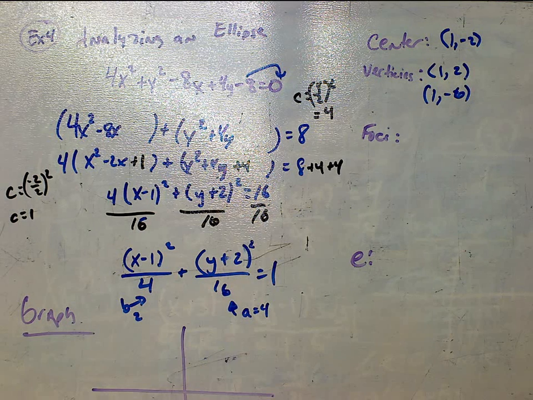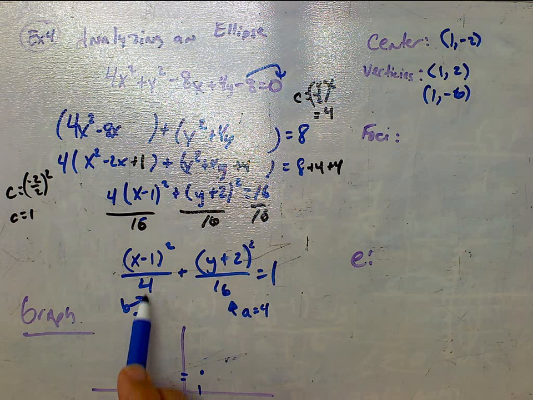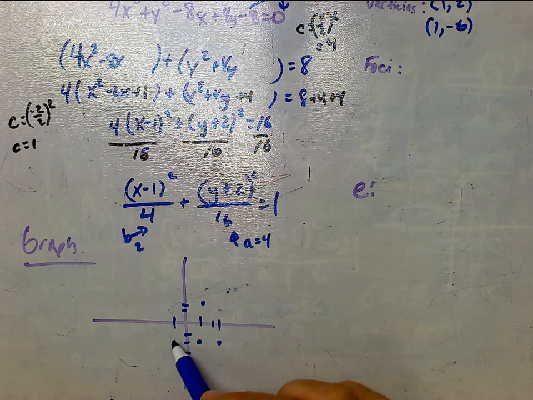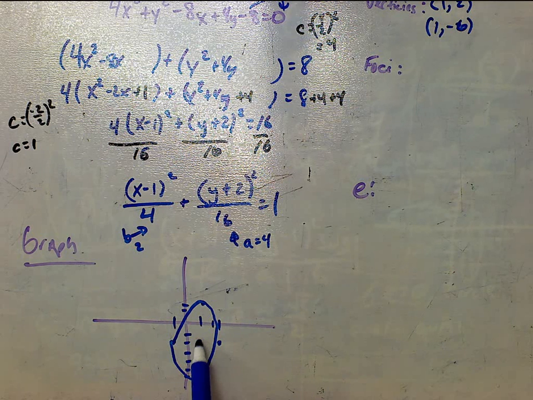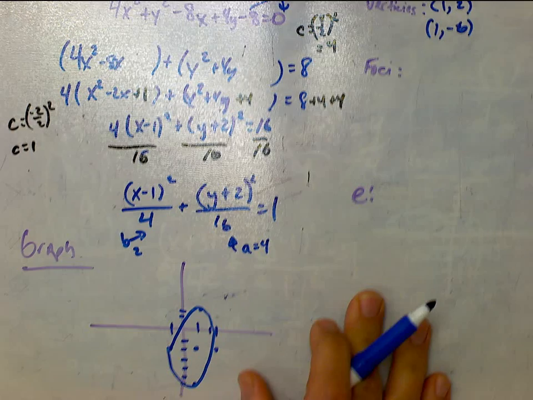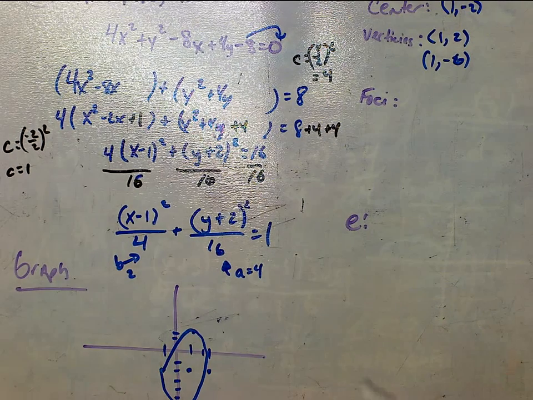So I can draw a quick sketch of that. 1, negative 2, there's the center. 1, 2, and then 1, negative 6. Now the square root of 4 is 2, so I go 2 in the b direction from the center. And my ellipse looks something like this. So the center, 4 in the y direction, 2 in the x direction because it's the square root of 4.